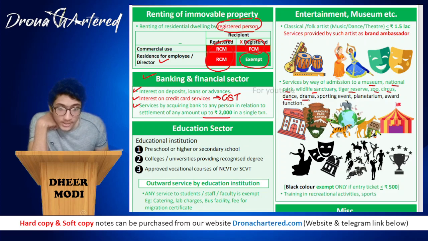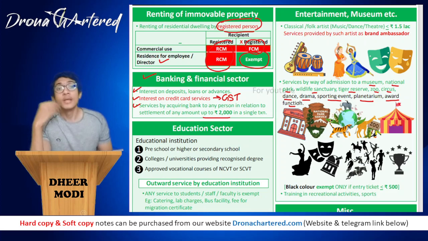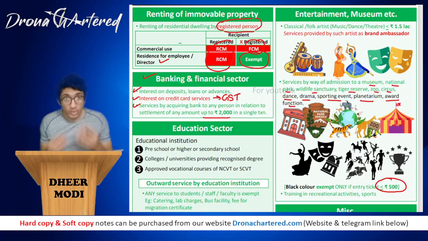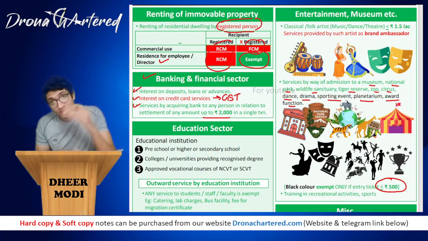However, for dance, drama, sporting events, planetarium. So, for example, in Mumbai, you have your Nehru Planetarium. Any award function, if you want entry to these will be exempt only and only if the entry ticket is up to rupees 500. That is only and only if the entry ticket is rupees 500 or less. Only then will it be exempt. Otherwise, these become taxable. That is the ones in black.